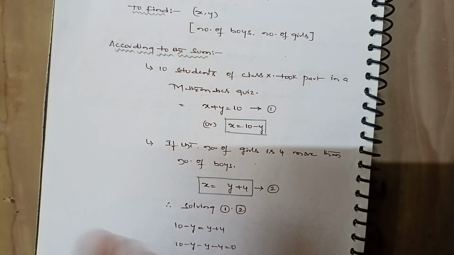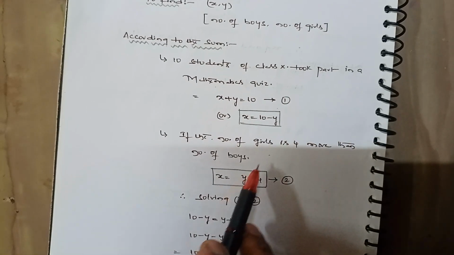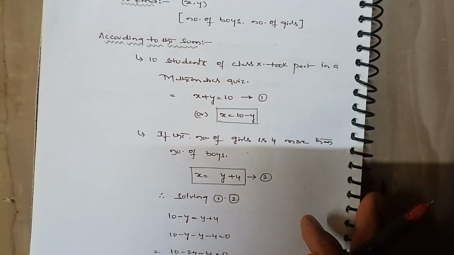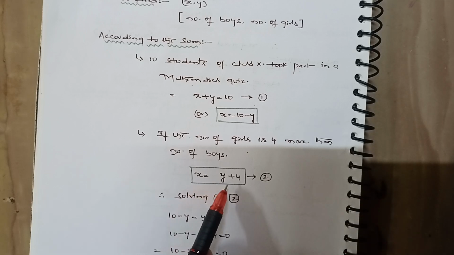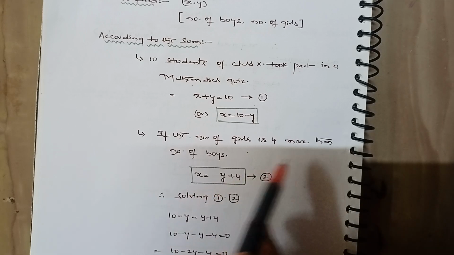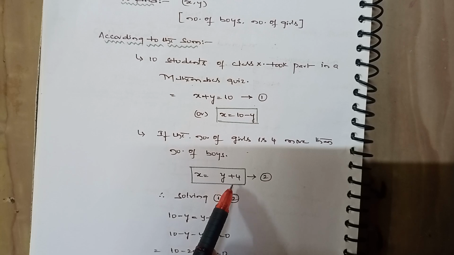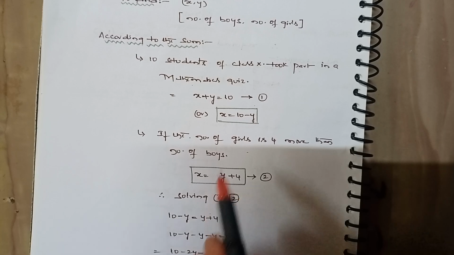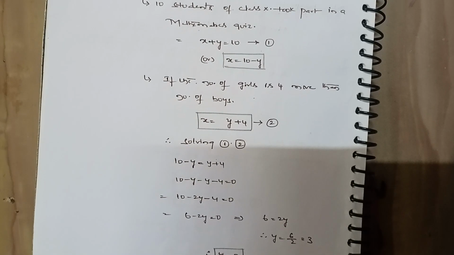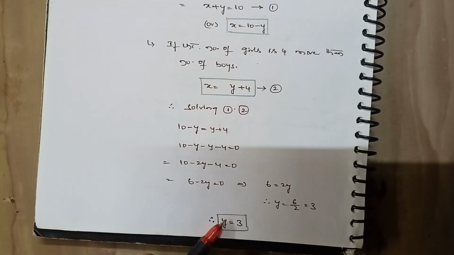Students, here it is given that the number of girls is 4 more than the number of boys. So x equal to y plus 4 will be. Okay, 4 more than the number of boys. So this is equation 2. Now solving 1 and 2, guys, after solving we get y equal to 3.